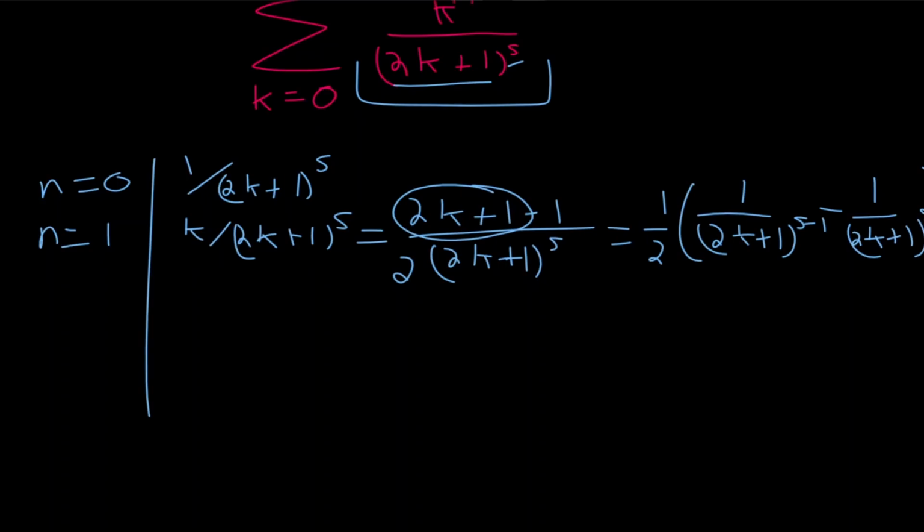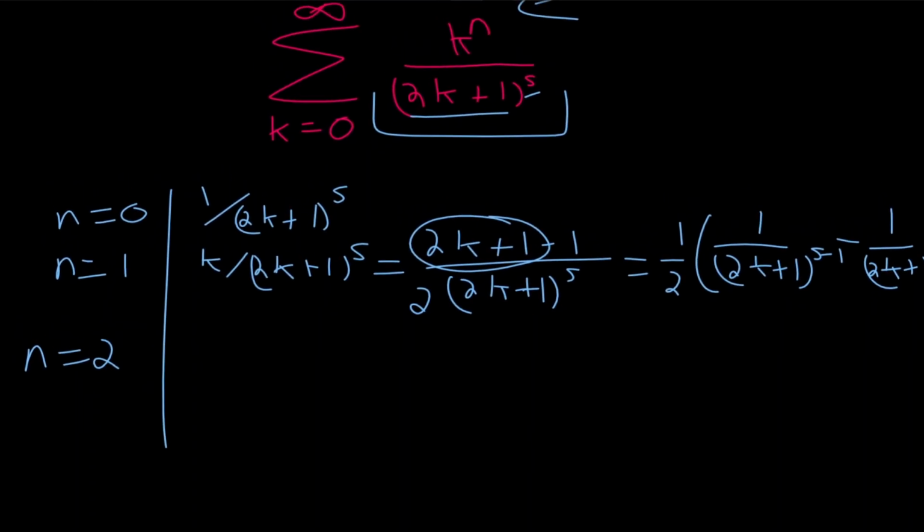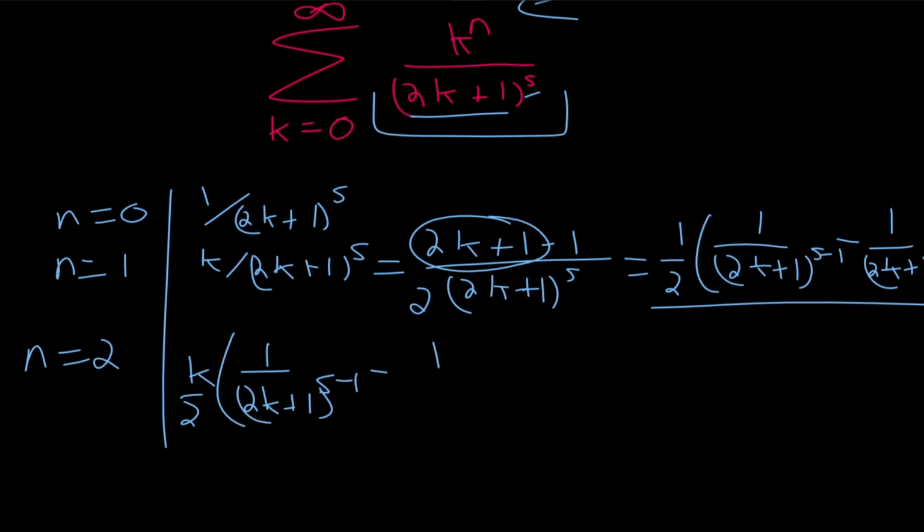It's kind of hard to see a pattern this early though. So let's consider the case n equals 2. And from there, we might be able to see some sort of pattern emerge. So obviously it's just going to be k squared over (2k plus 1) to the s. But what we can do with that is consider it as k times k over (2k plus 1) to the s. So really we can just say it's k on 2 and then times 1 over (2k plus 1) to the s minus 1, minus 1 over (2k plus 1) to the s.